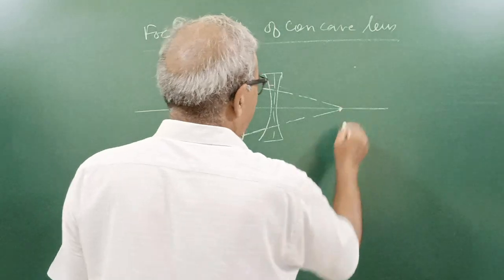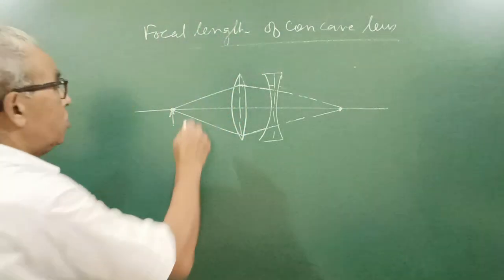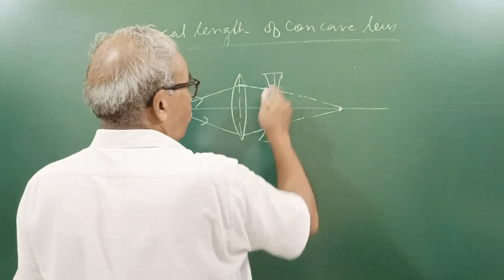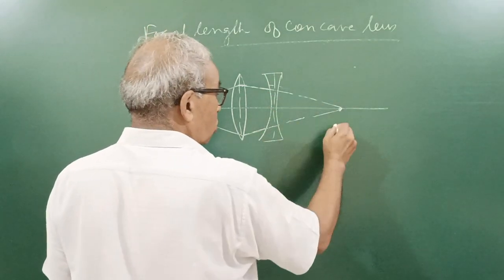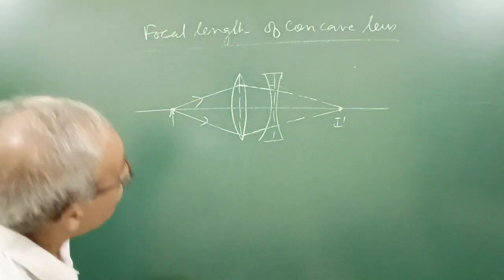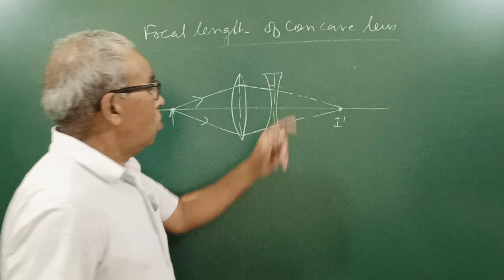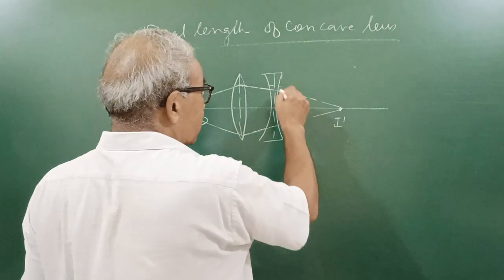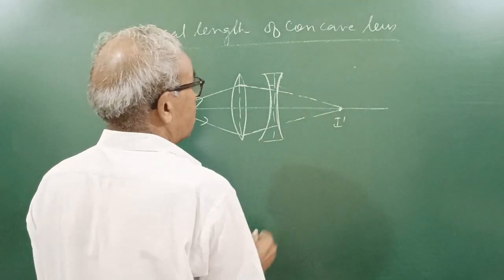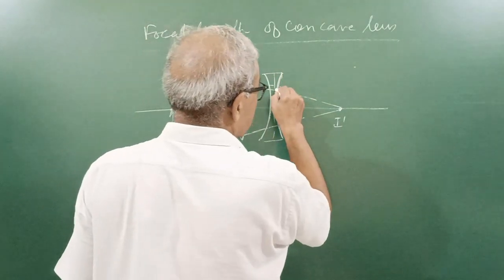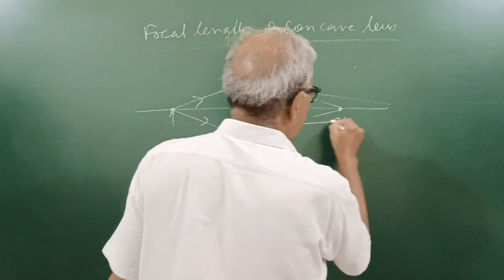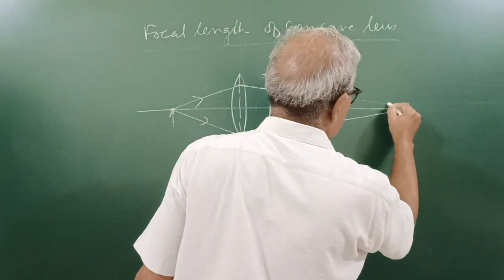And we have got the image. This image formed by the convex lens will act as a virtual object. But this concave lens means a diverging lens. It diverges this here like this. And you will get the image somewhere here.